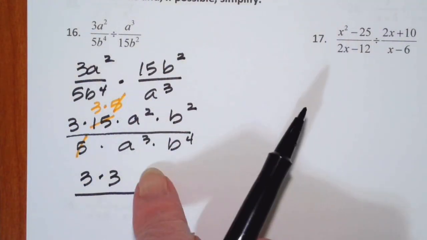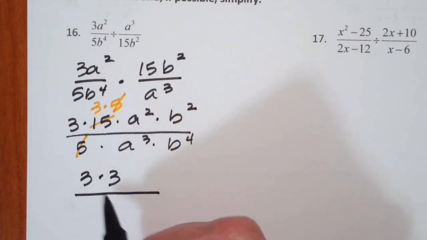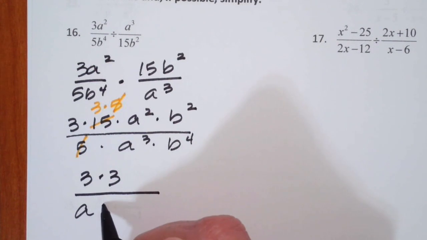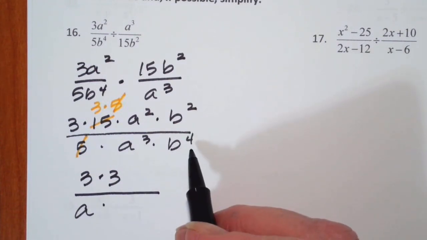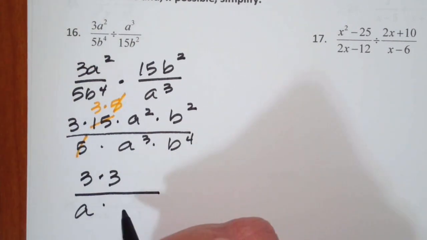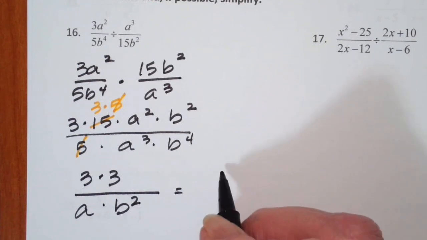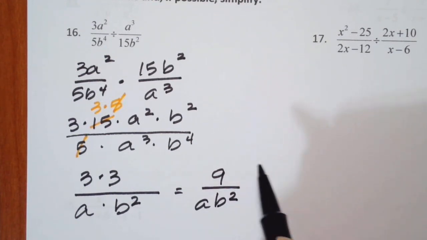And then for the a's, I've got one extra in the denominator. So when I start canceling those out, I'm going to have one left in the denominator. And for the b's, if I have 2 in the numerator and 4 in the denominator, when I start canceling those out, I will have 2 left in the denominator. So this becomes 9 over a b to the second.